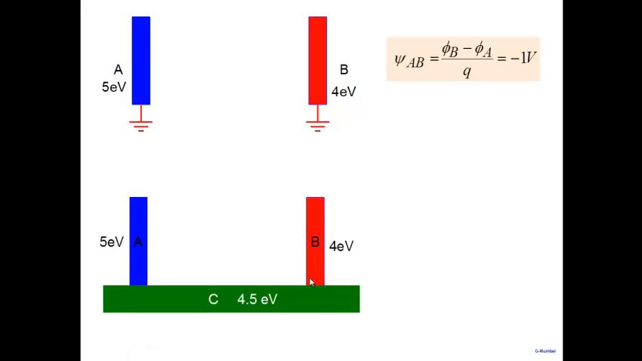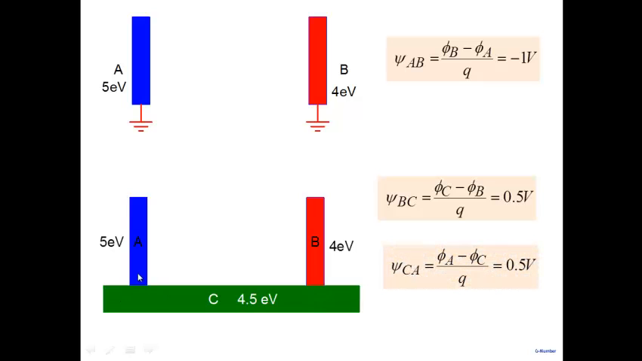Now, let's see what will happen. What will happen between B and C? Can you see that there will be a contact potential between B and C? B and C will be in thermal equilibrium because you put them into contact. What will the contact potential be? Remember, psi BC will be equal to phi of C minus phi of B divided by Q. So how much will it be? 0.5 volt. So there will be a voltage drop of 0.5 volt here. What about psi CA? Psi CA, between here and here, will be equal to phi A minus phi C divided by Q, equal to 0.5.